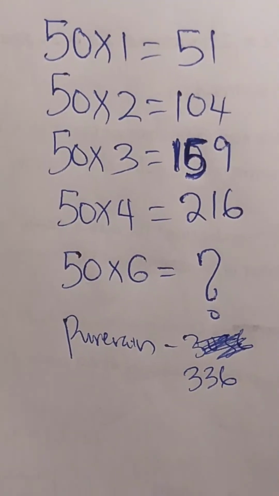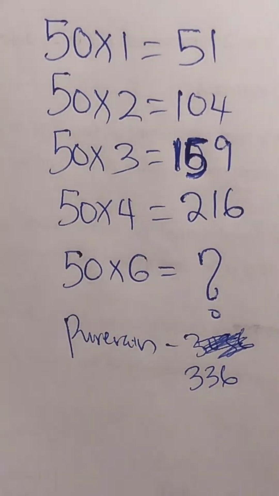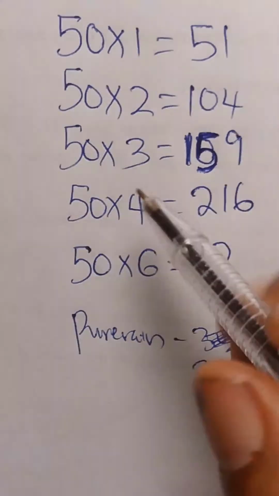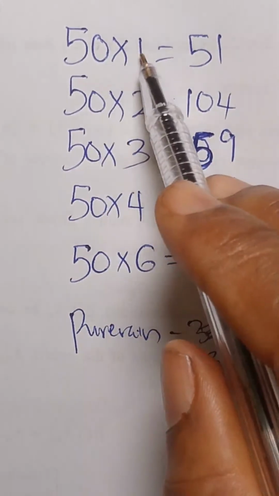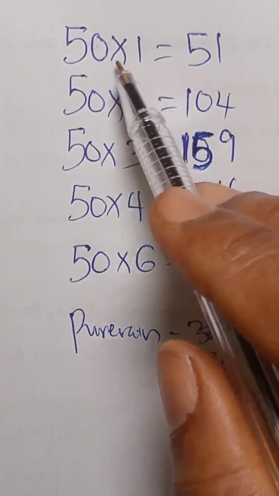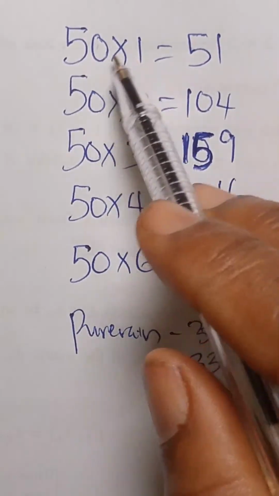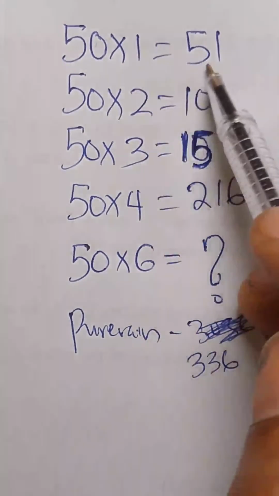If you know the answer, you drop. It's for everybody. So let me just show you. It's very easy. All we did here was just multiply the 50 by 1 and add 1 squared. 50 times 1 is 50. 1 squared is 1. So 50 plus 1 is 51.